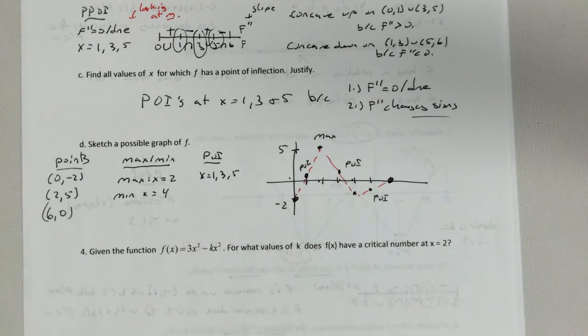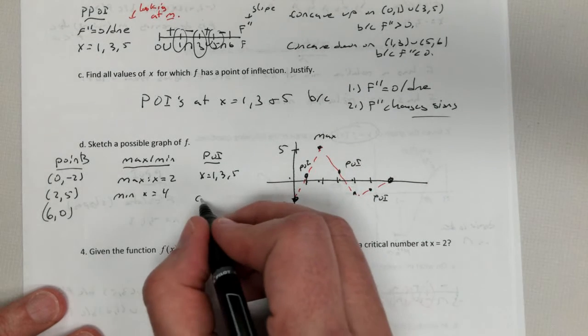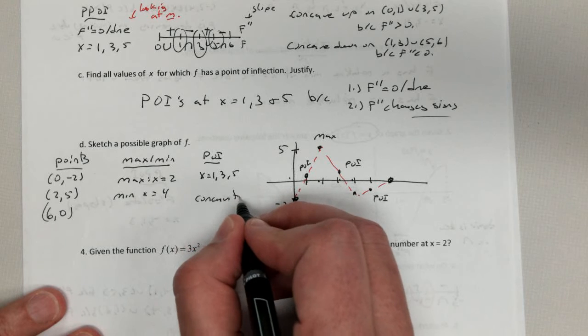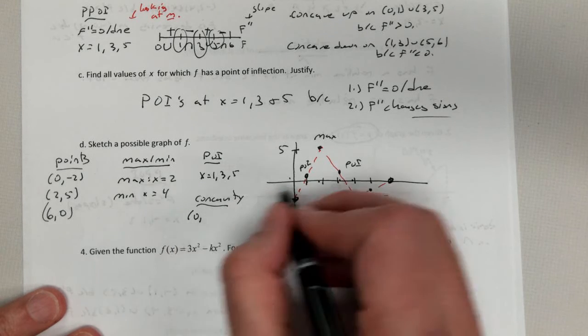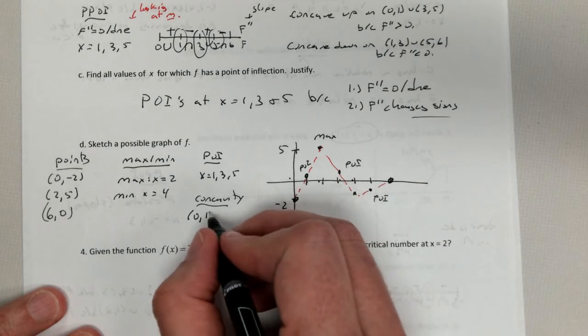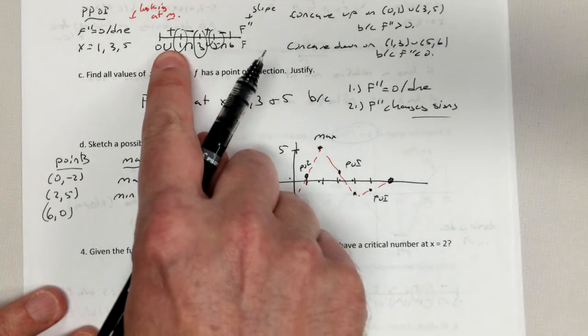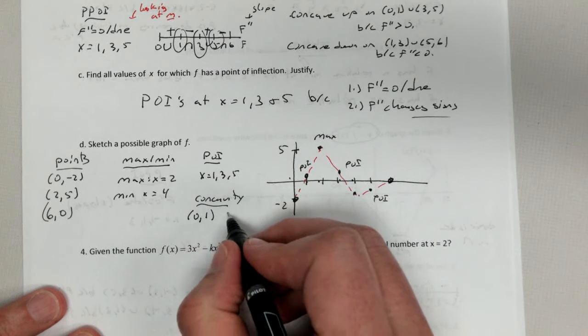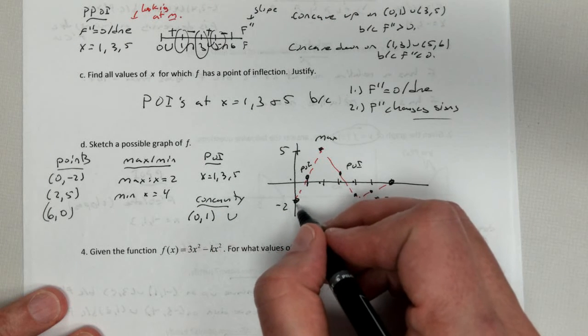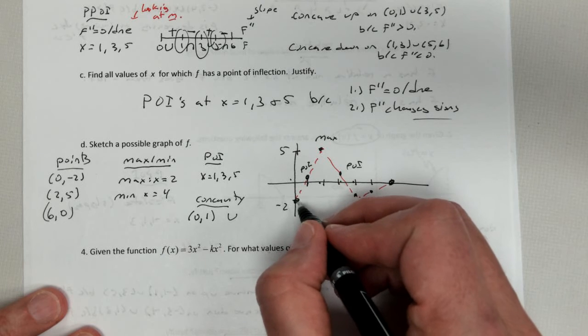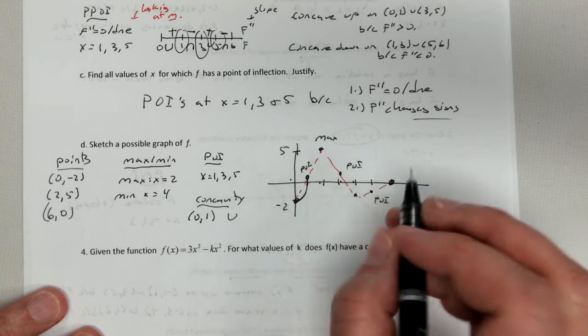Now, why are POIs so important? Because they tell me concavity between 0 and 1. I know the function's concave up. So I'm going to draw a concave up. Now, I'm not going to go bubble butt down. Don't go bubble butt down. That creates something weird, a minimum, which we don't have. So it's going to be concave up.